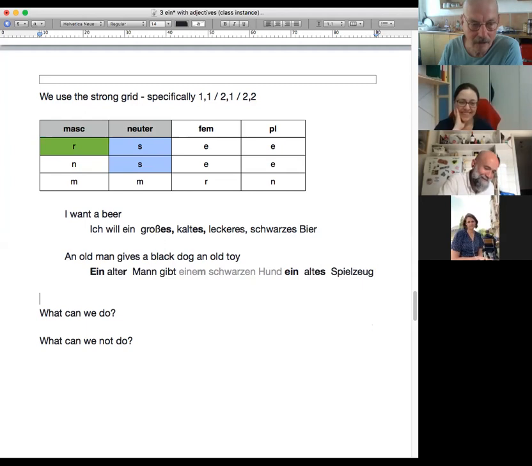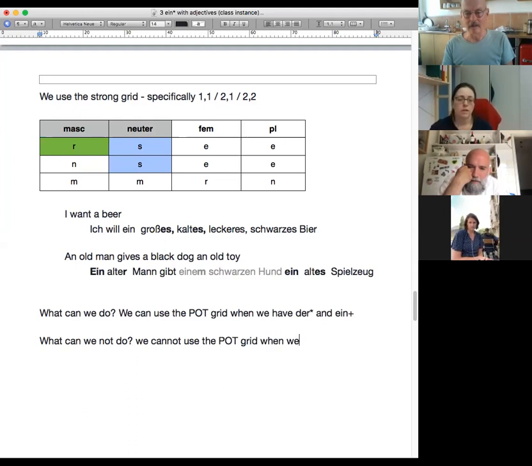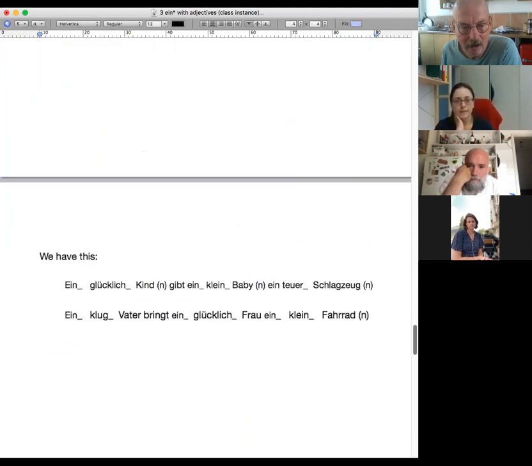What can we do? What can we not do? We can use the pot grid when we have der. What can we not do? We cannot use the pot grid when we have ein: 1-1, 2-1, 2-2. That's right. And what do we have to do? We're going to use either R or S. If it's masculine, it's R. If it's neuter, it's S.